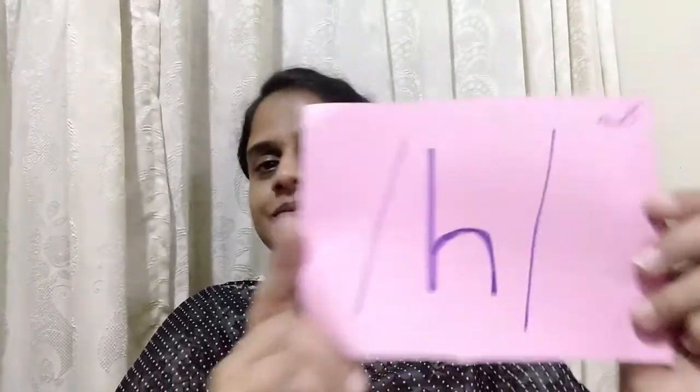This is consonant H. Hat, happy. So this is the only consonant sound which is produced in the glottis area. Glottis, as we all know, is the space in between the two vocal cords. So the only glottal sound in English is H. Happy, hit, hip, hop.